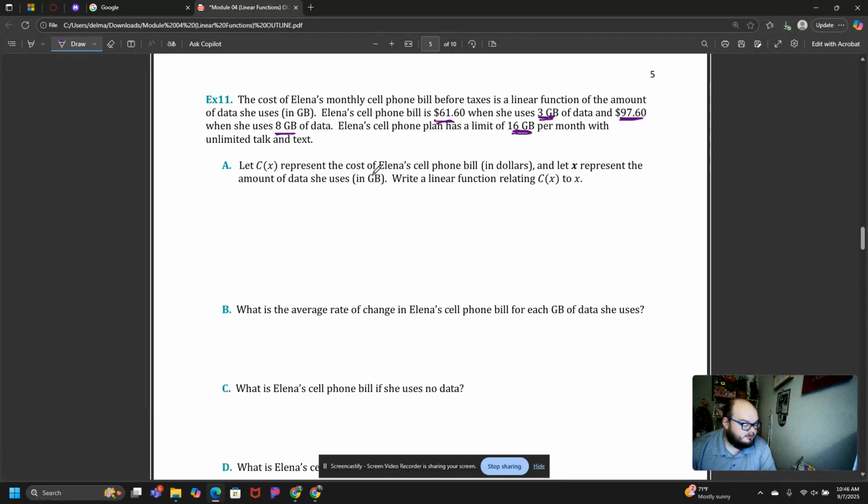Okay. Represent the cost of Elena's cell phone bill in dollars, and let x represent the amount of data she uses in gigabytes. Well, first I need to find that slope, and we've got the point that when she uses 3 gigabytes she pays $61.60, and when she uses 8 gigabytes she pays $97.60. So I'm going to find my slope based on that. So y2 is 97.60.